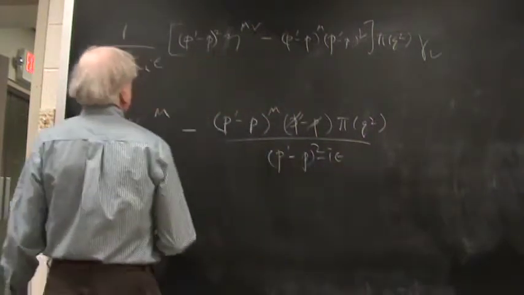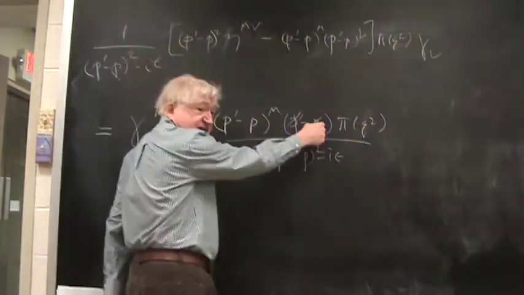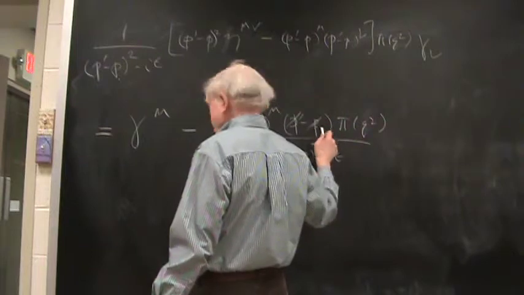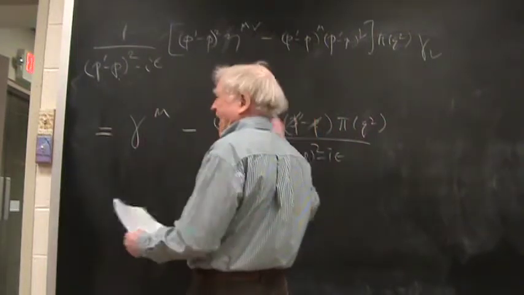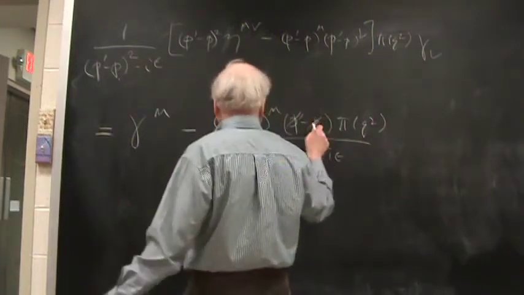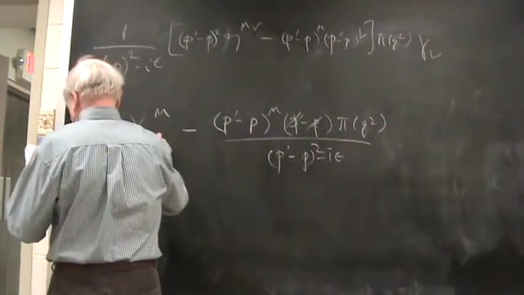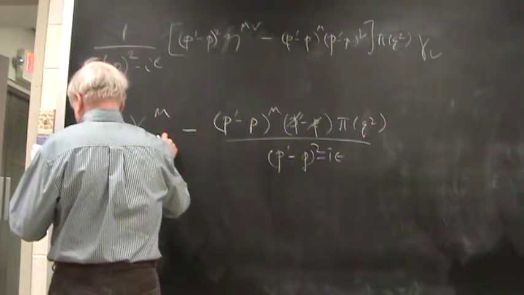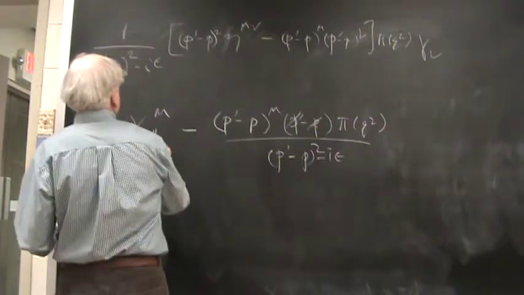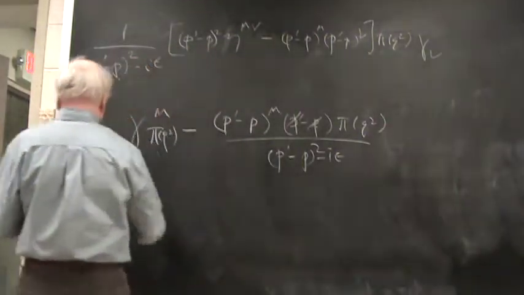So this is p prime minus p nu, and this is p prime slash minus p slash, I remember what happens, times pi of q squared, and then this is divided by p prime minus p squared minus i epsilon. Well, but we're putting this between u bar and u, okay? But this thing cancels, for on mass shell spinors, because p slash gives im or minus im, and p prime slash also gives plus or minus im, and they cancel. Oh, gamma mu times pi of q squared. I forgot to multiply by the pi of q squared. So it just gives this as the correction.